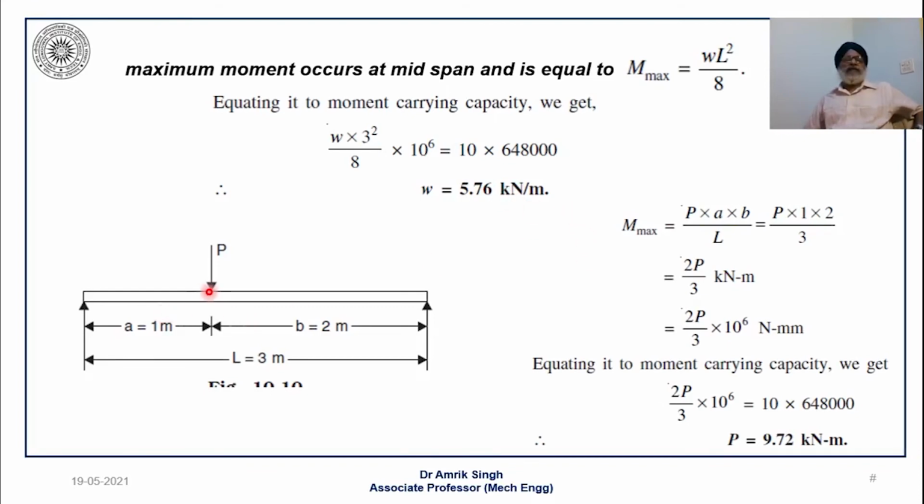Similarly, if we apply a concentrated load 1 meter from this support, we can calculate the moment in this case. The moment will be 2P by 3, and when we equate this to the carrying capacity, we can calculate P. So this is how we can design a beam which is simply supported in two different situations.